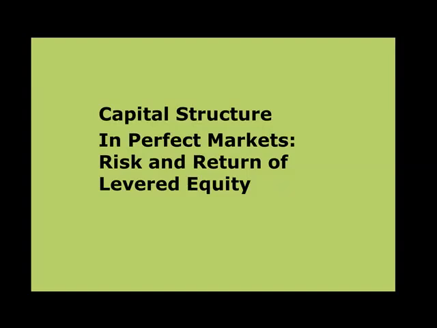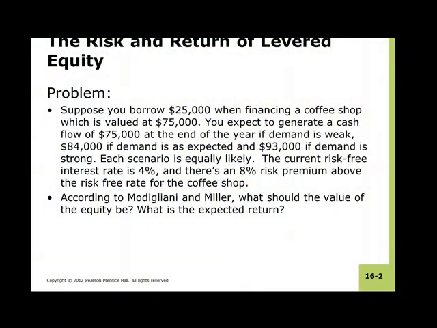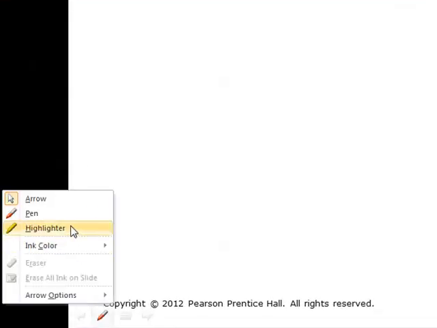We often want to know what's the return to equity when there is debt in the capital structure. Please take a moment to pause the video and read the problem. You're going to buy a coffee shop that's valued at $75,000, and you're going to borrow $25,000 in order to do it. Let's look at what this is going to mean in terms of the return that you're going to get now that you're going to borrow money.